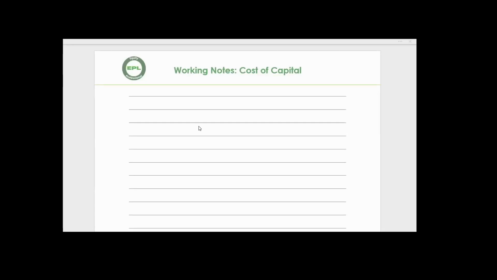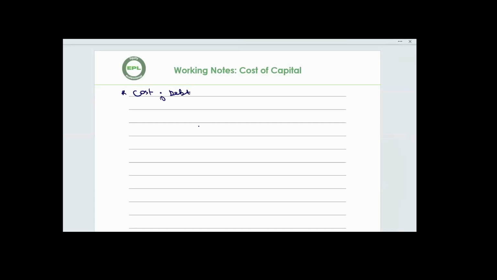So in our last class, we discussed how to estimate cost of preference shares. Today, we are going to be looking at cost of debt. Okay, this is what we want to achieve today. Let me put it down. So we are going to discuss cost of debt.